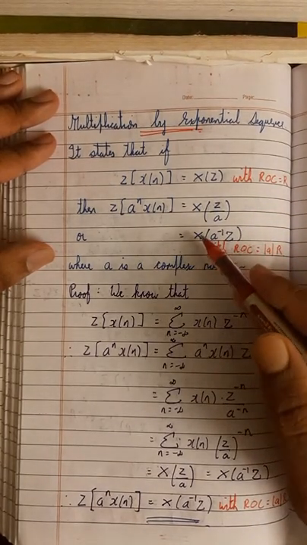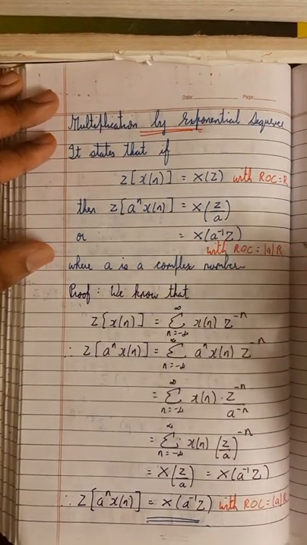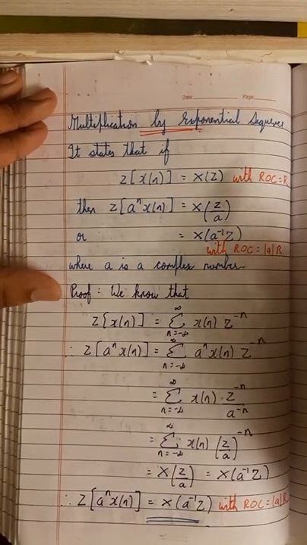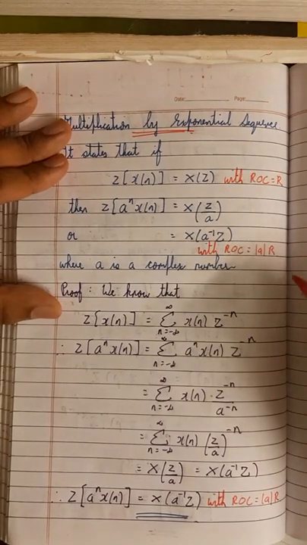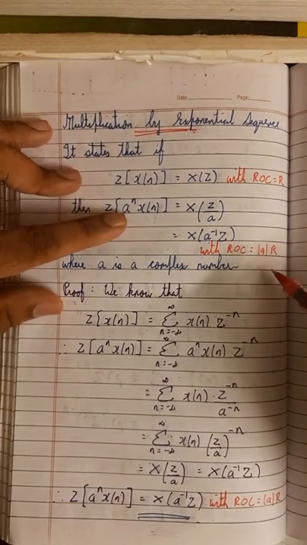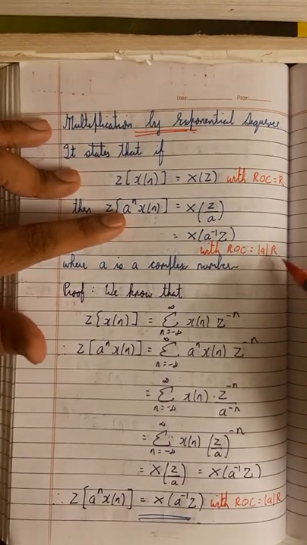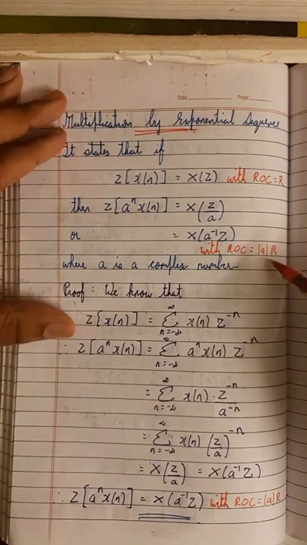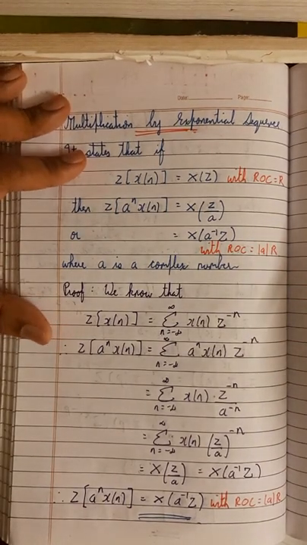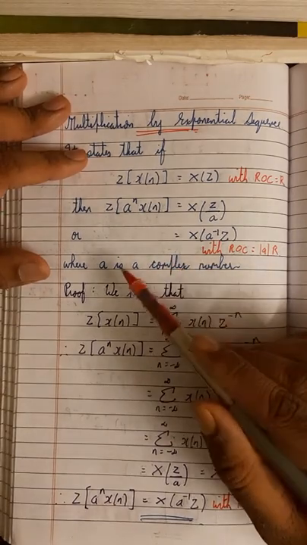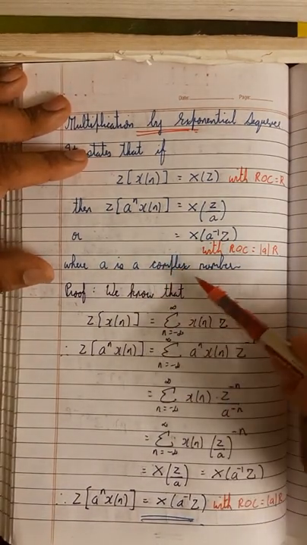So this is equal to X of a inverse z, and your ROC is nothing but the magnitude of that value into R, or mod a into R. This is your ROC. And this a here is a complex number.